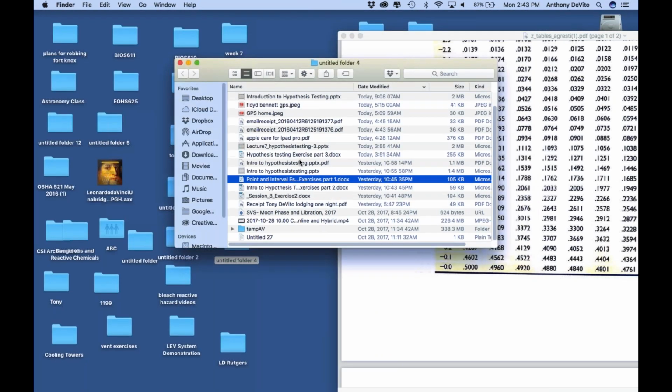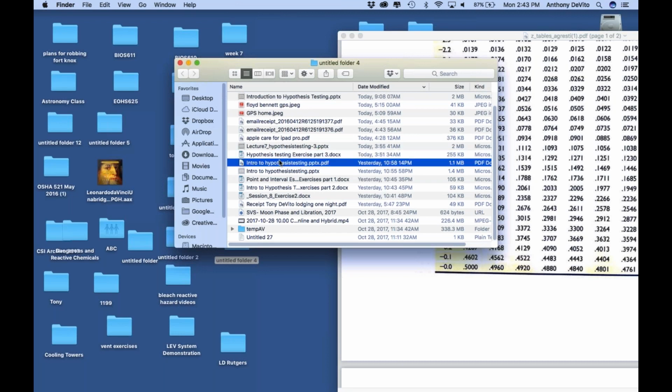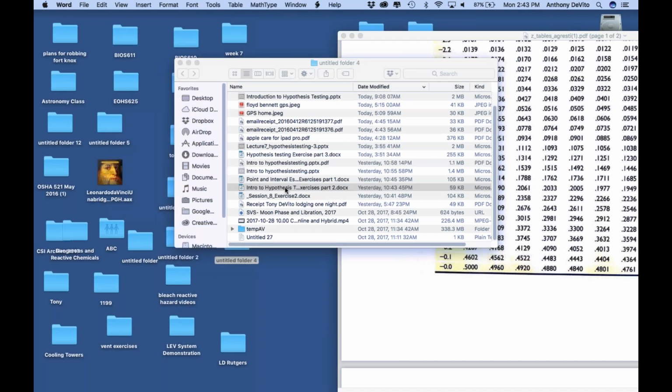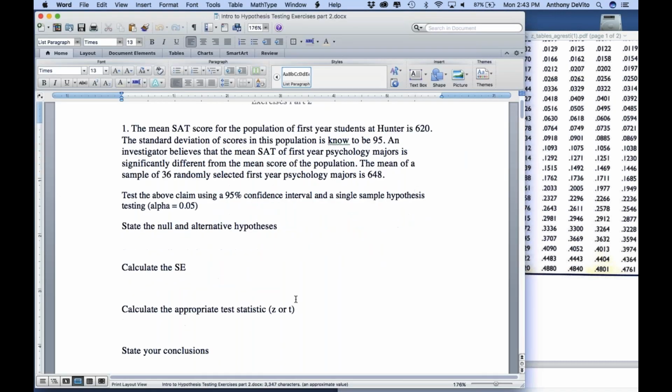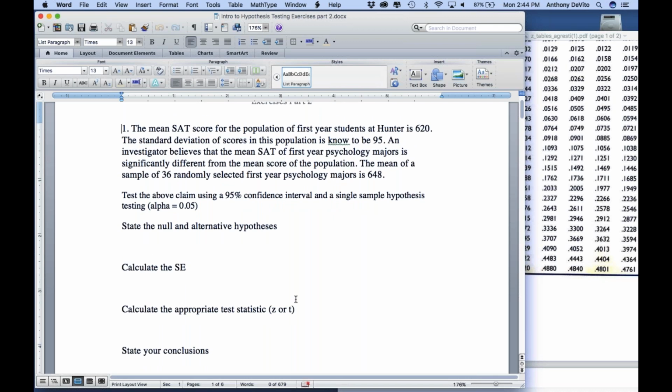Okay, I'm going to go to the next document that I have here, and then we'll take a break. Hypothesis testing. There's another one, Introduction to Hypothesis Testing, Part 2. Okay, I'm going to go through the same exercise now.